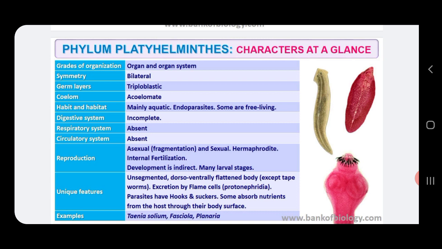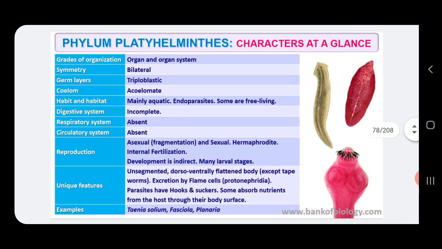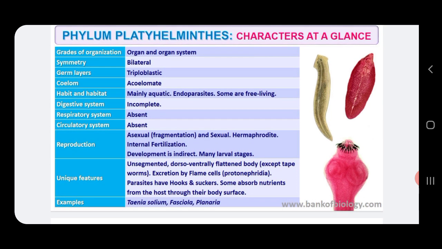Then the respiratory system is not well developed. Respiration takes place through the general body surface. In parasitic forms, it takes place anaerobically. Then the circulatory system is not well developed. Reproduction is asexual by fragmentation and sexual also. Usually they are hermaphrodite, and fertilization is internal, development is indirect, and it mainly includes larval stages. Then the unique features are an unsegmented body, a dorsoventrally flattened body, and excretion by flame cells, which are also known as protonephridia.